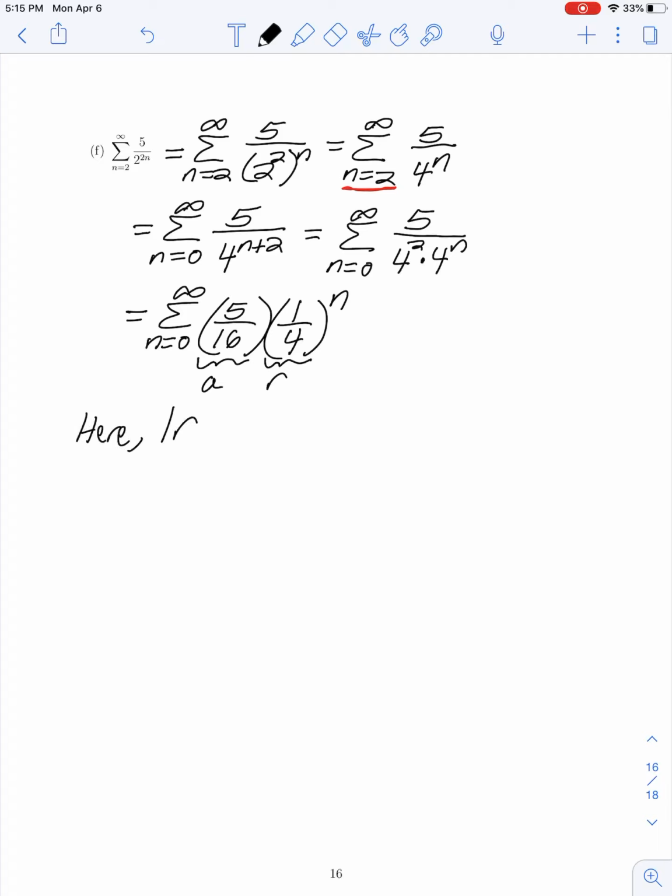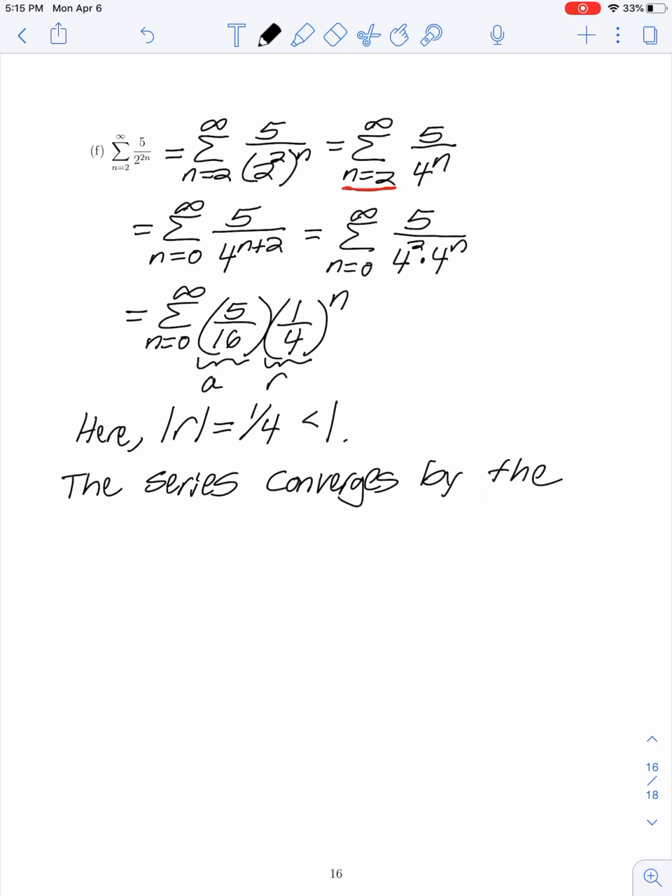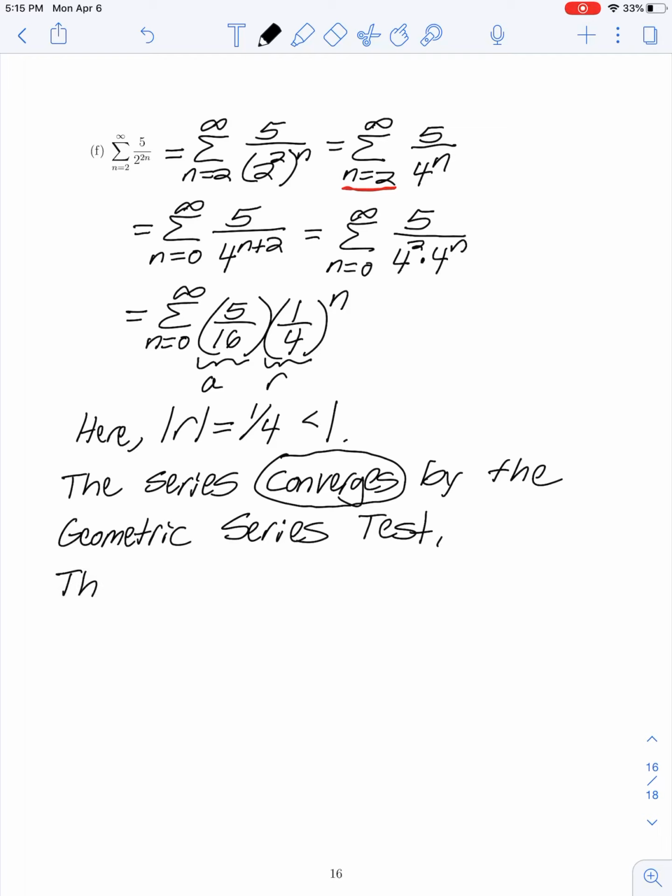So to determine convergence or divergence, we look at the absolute value of our ratio, which is 1/4, which is less than 1. So we know that the series converges by the geometric series test. And since this series converges, we need to find its sum.